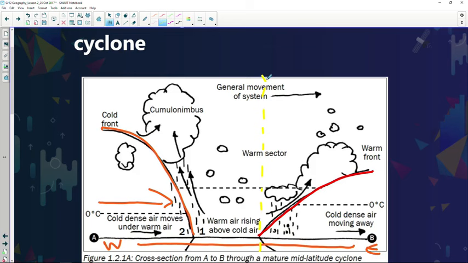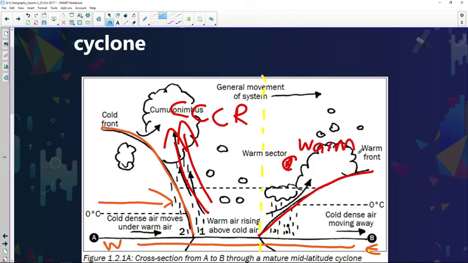Now, as you can see over here, as the cold front approaches, as it moves from west to east, what happens with the warm air? Remember, the cold front is the leading edge of cold air. What does it do with the warm air? It forces it to rise. What happens to this warm air? It cools, condenses into clouds, and it rains. Okay, the warm front is the leading edge of warm air. So, obviously, that's the warm air over there.